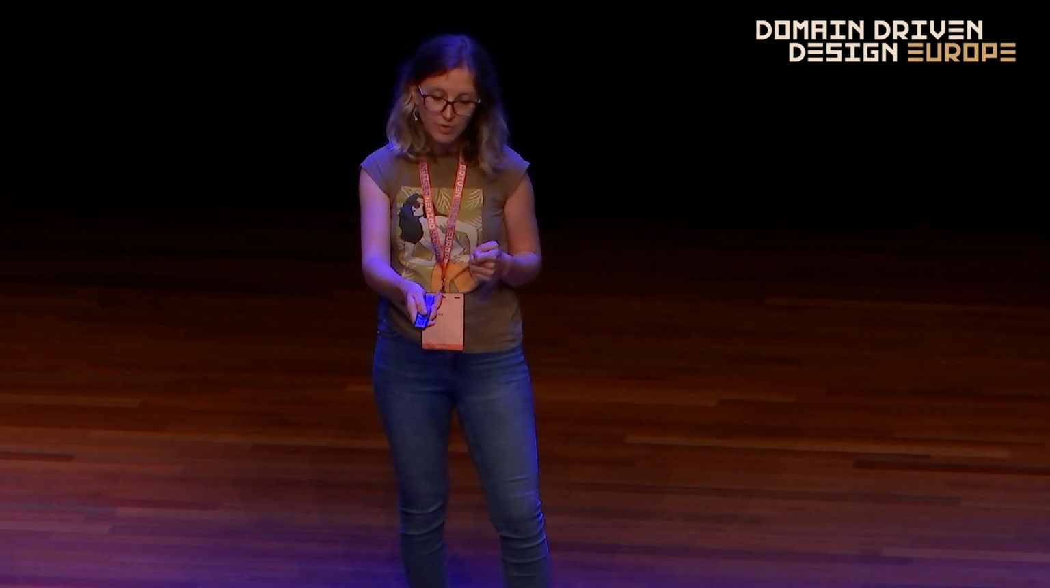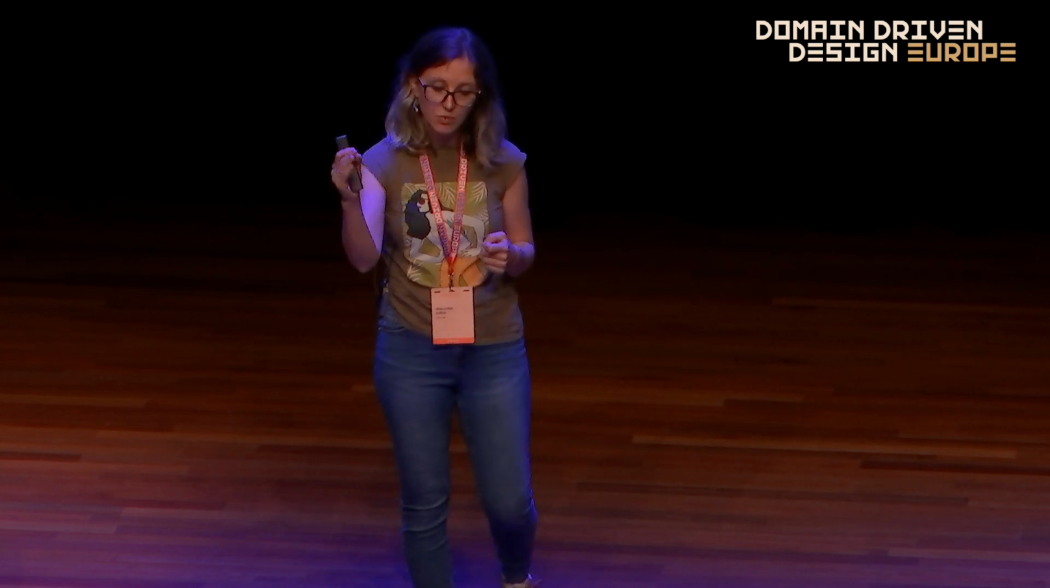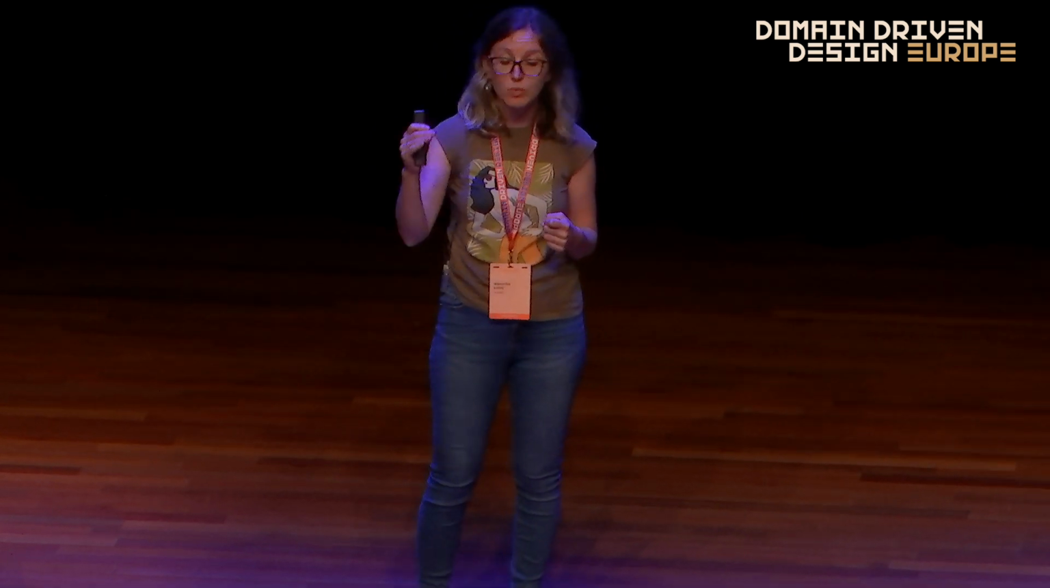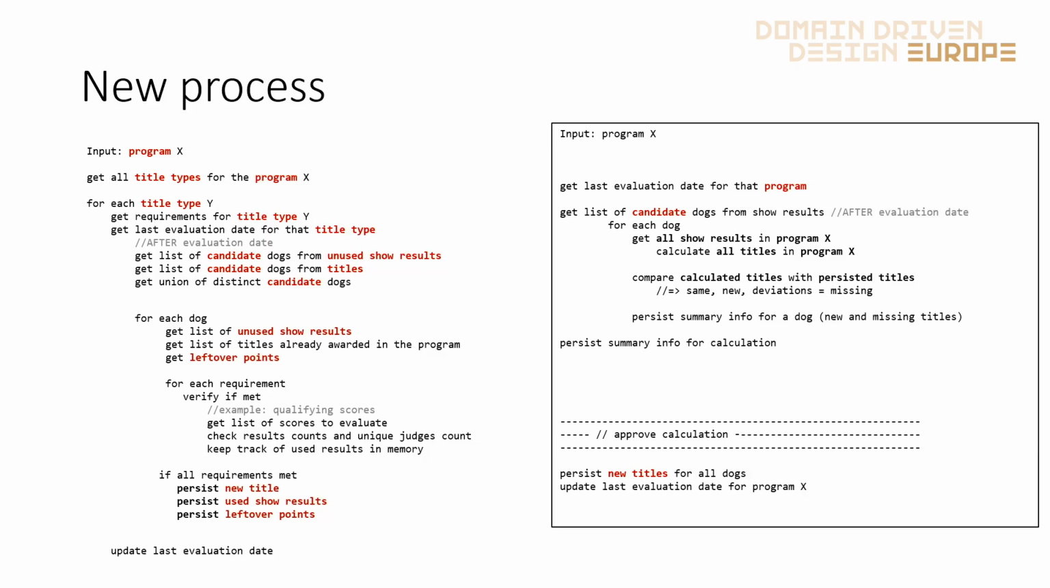So to review the details, the experts had this calculation summary, which was showing what new titles were awarded, what were missing, and also they could drill into details by going back to that titling review tool for an individual dog. And the new process, as you can see, got a bit simpler, more concise. Right? The code was much, much simpler, and there were a few seemingly small changes, but they had huge impact.